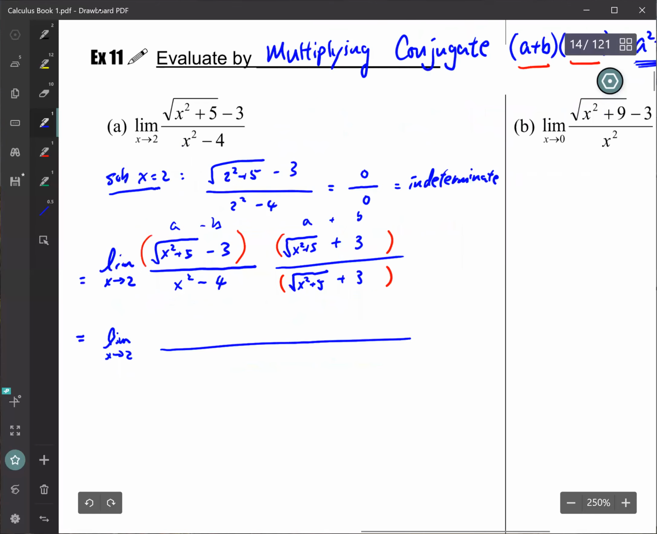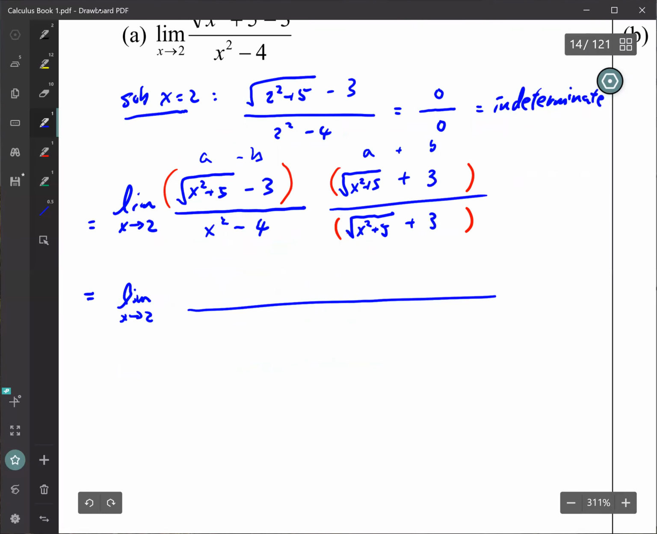So Carrie, what do you think will happen now on the numerator? The square root would be gone, so it's left with x squared plus 5. Very good. And then it would be minus 9, so 3 squared. And then for the denominator, we are not going to expand everything. We'll just keep it in brackets: x squared minus 4, and then the square root of x squared plus 5, plus 3.